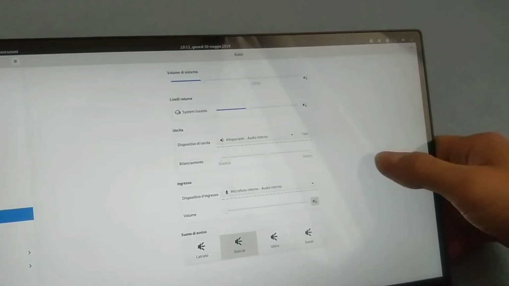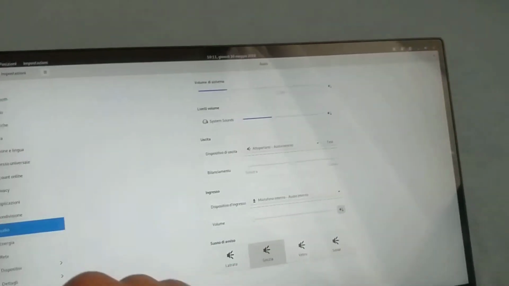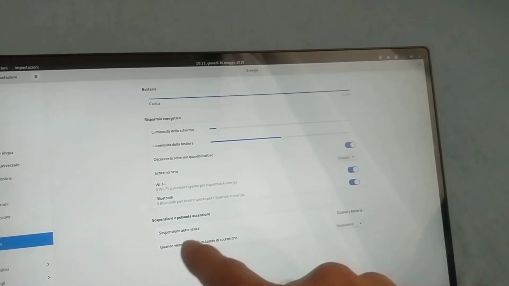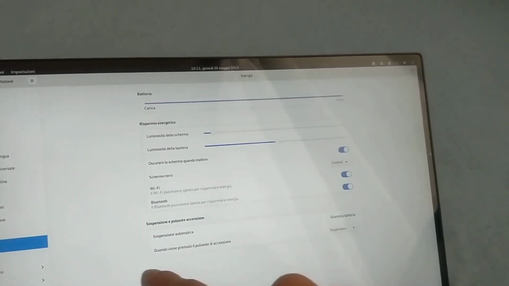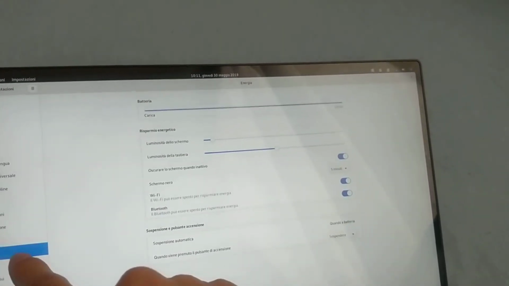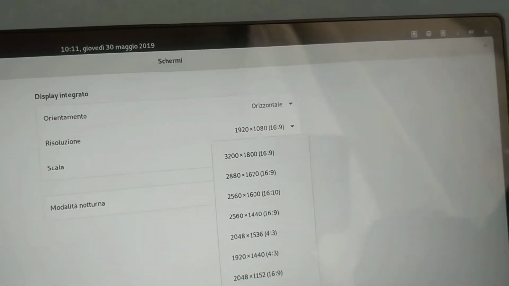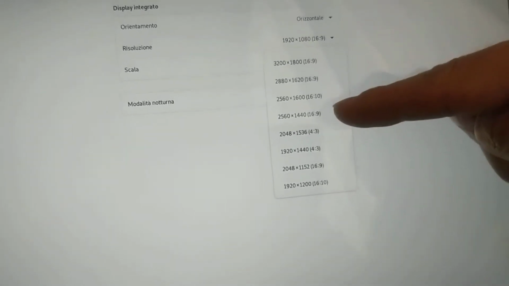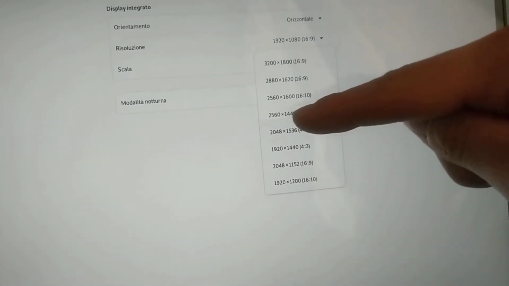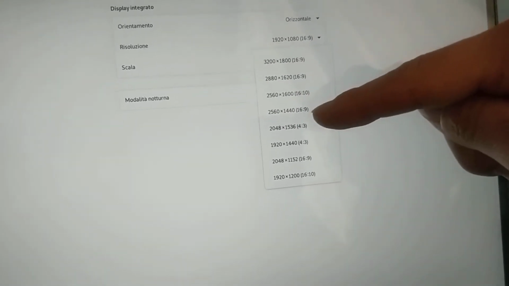This is quite good. Okay. Nothing to say about all this. Okay. So, as you can see, this is my resolution. I usually use this one. 2056, whatever, this one. Sorry.